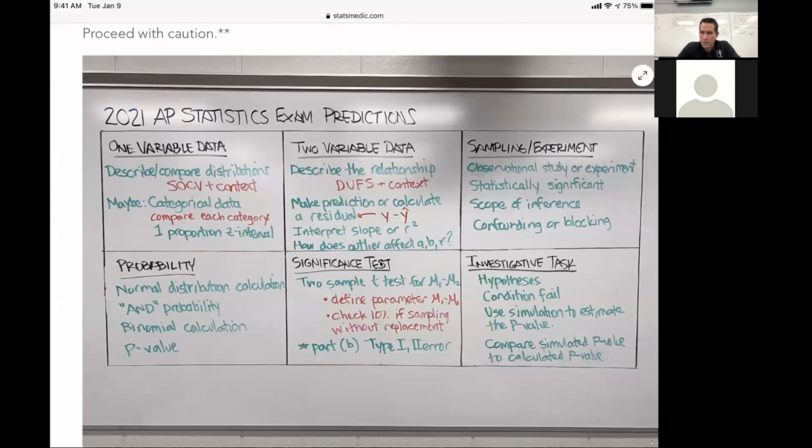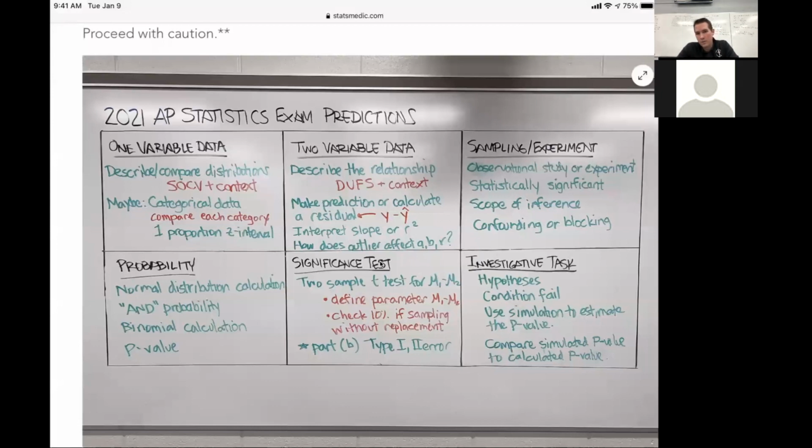Third question, probably a sampling experiment type question. Observational study or experiment. Is it statistically significant? The scope of the inference, which means like how much can we generalize this? We went over a couple of those. And then maybe confounding or blocking. So confounding is like, what are the other types of variables that we couldn't separate out? Or blocking, how does blocking allow us to isolate a variable?